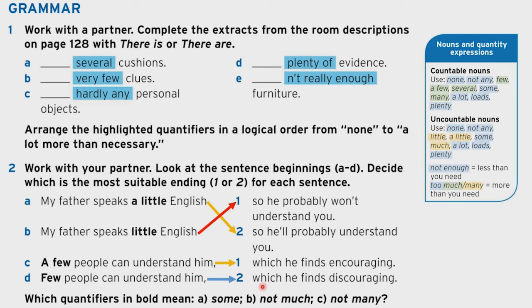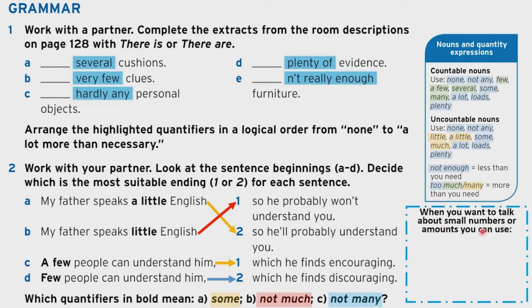The quantifiers that mean some are a little and a few. The one that means not much will be little, and the one that means not many will be few. Why is this? Maybe you're wondering, what is the difference between a little and little, between a few and few? Well, when we talk about small numbers or small amounts, you can use a few or a little to emphasize the positive. That's why we say that it means some.